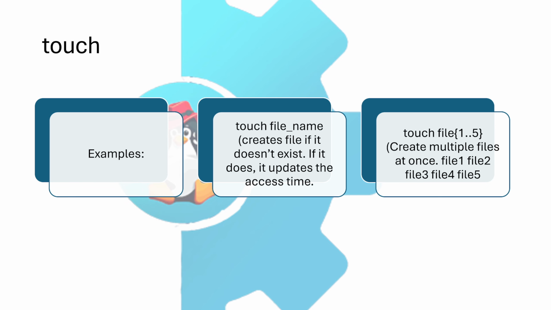For the touch command, you can use touch filename, which, as I stated before, will create a file if it doesn't exist. If it does, it updates the access time. You can also use the touch command to create multiple files. In this example, I'm using touch file[1-5]. What's that going to do? That's going to create file1, file2, file3, file4, and file5.